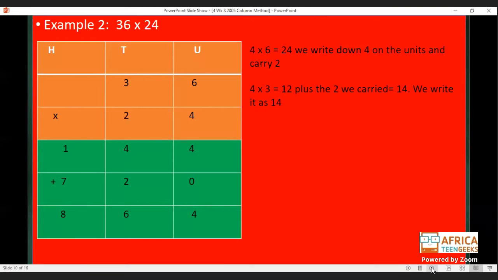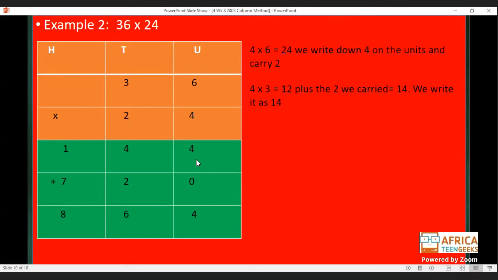You're like, no, ma'am, it's the 2 that I carried. Or your friend will be like, why is your hand up? It's because I carried the 2. So now the 2 that you carry, we add it to the answer. So it's 4 times 6 is 24. We write down the 4 and carry the 2.